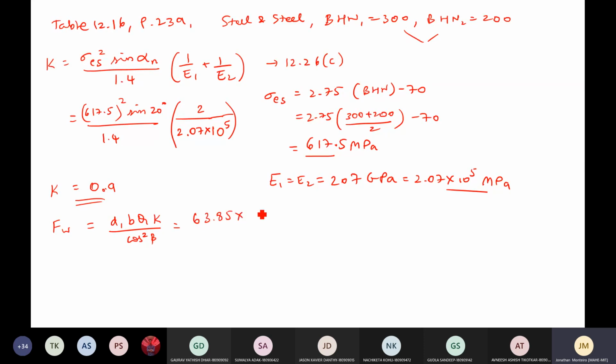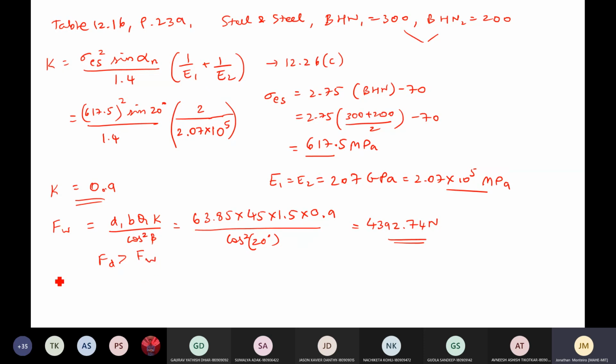63.85. This is 45. This is 1.5. This is 0.9 by cos square of 20 degrees, which gives 4392.74. Yes, good. 4392.74. So obviously here FD is much greater than FW.